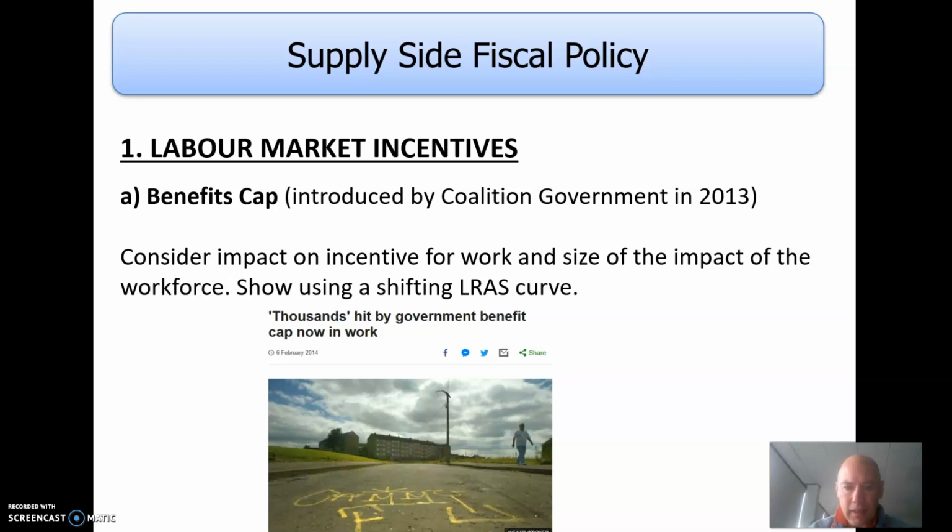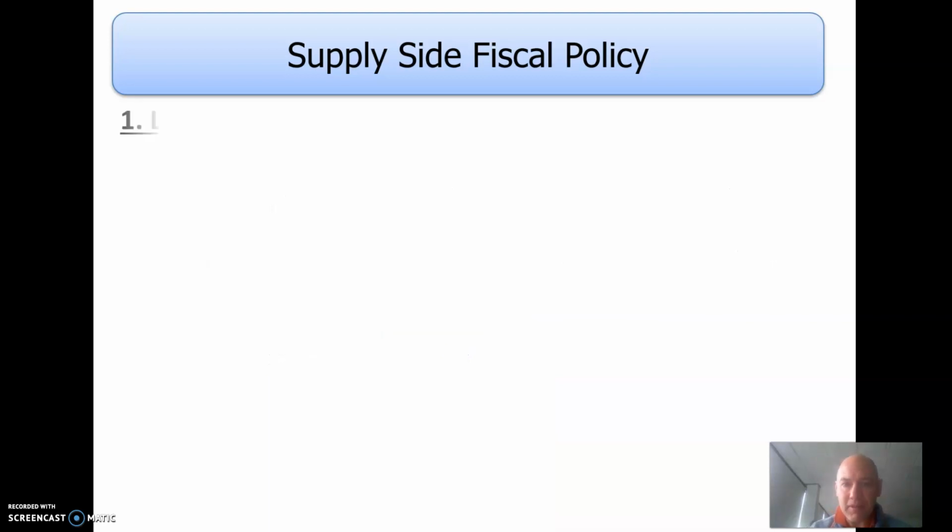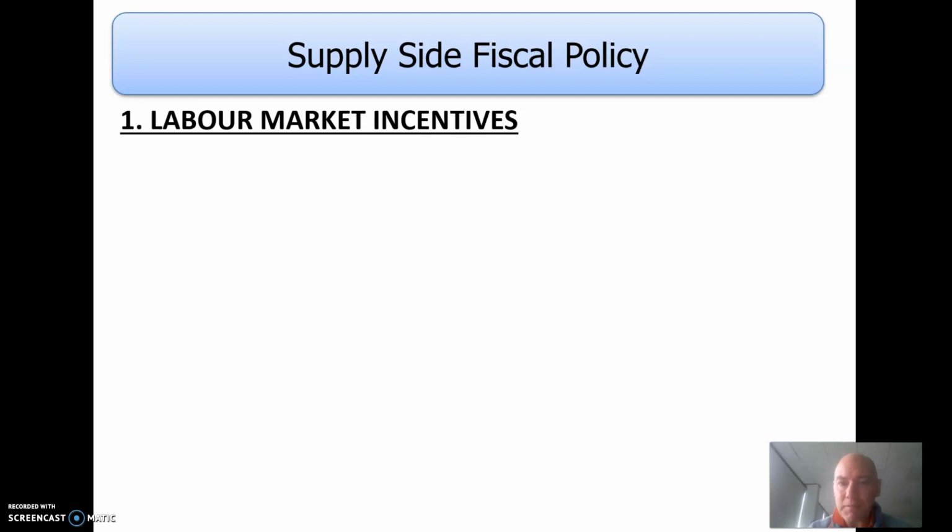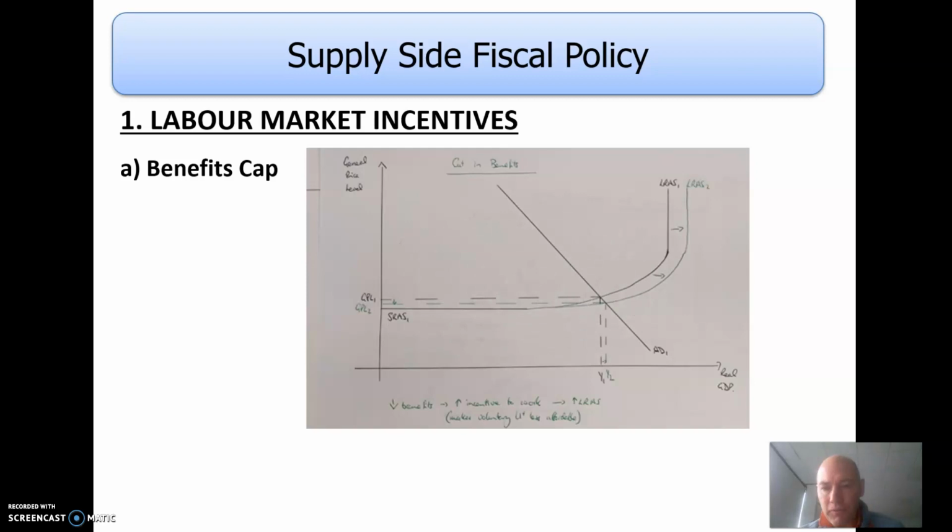Okay, and just to show you that this did hit many people, not just those who didn't have a job, but also those people who did have work and were getting some form of benefit as well to supplement their incomes, because their incomes actually weren't high enough. So just in terms of what this looked like, it should have been an outward shift in the LRAS curve.